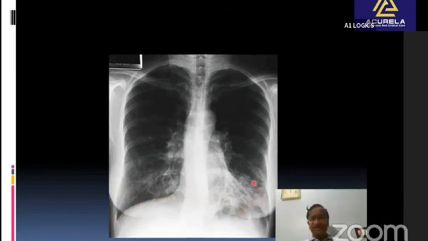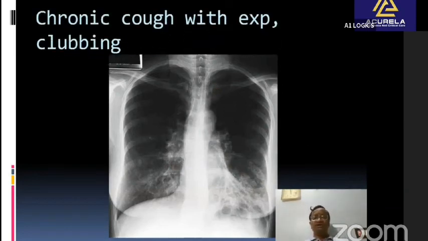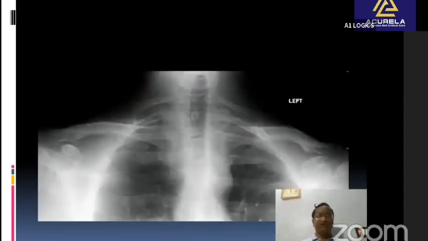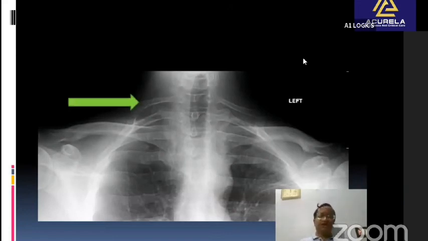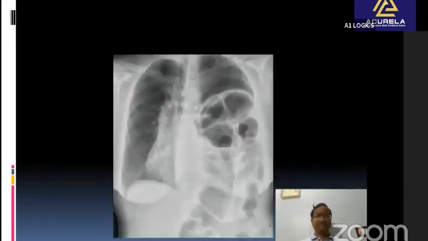The angles are normal. Now you can see a heterogeneous shadow in the right and left lower zones on both sides. Now we can see there is clubbing. All these point to epithelialitis. This X-ray is cut down to focus on something else. If you miss the bones, you are likely to miss a cervical rib in this case.